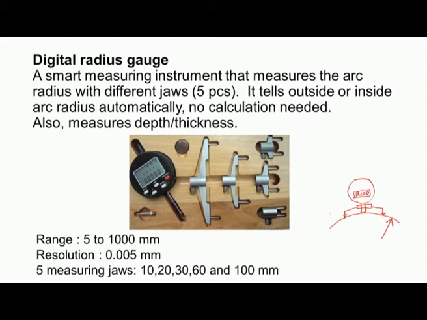So, different fixtures and different jaws are available. This tells outside or inside arc radius automatically. No calculation is needed, directly it gives the value. This can also be used to check depth or thickness of objects. The range of such an instrument is 5 to 1000 millimeter with a resolution of 0.005 millimeter. So, 5 measuring jaws are provided with the sizes 10 millimeter, 20 millimeter, 30 millimeter, 60 millimeter and 100 millimeter. This gap is 100 millimeter.